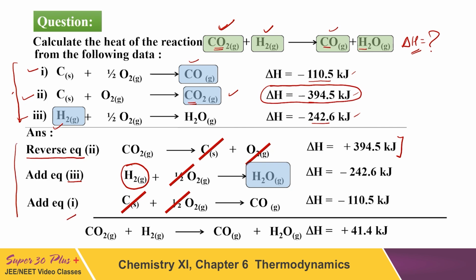By adding these three equations, we will do the same thing along with their heats. In the same pattern where their heats are added and subtracted, their reactions are also added or subtracted. And after calculation of this, the final value comes to plus 41.4 kilojoule. So this will be the heat of this reaction. All right, these are the applications of Hess law.